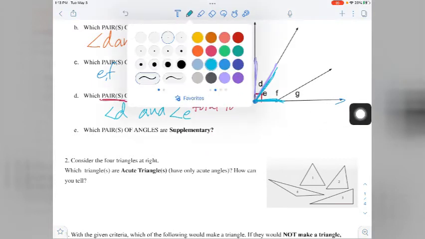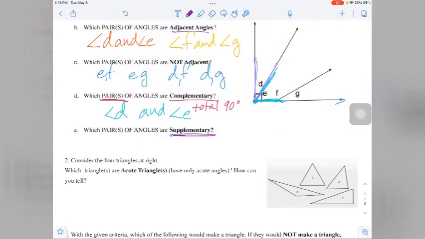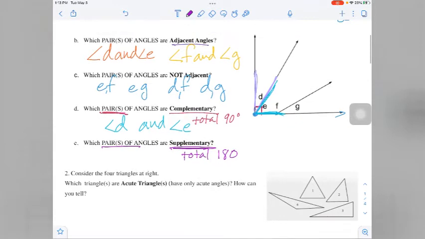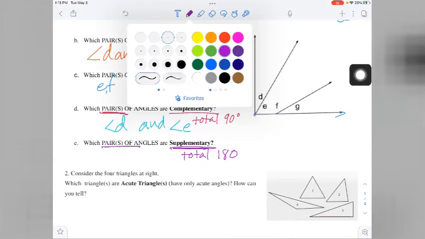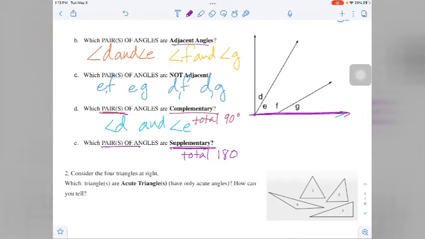Which pairs of angles are supplementary? I know that supplementary means that the two angles, that's why it says pairs of angles, total 180 degrees. So I always know that a straight line makes 180 degrees. So I have a bunch of straight lines here, but do any of them have a pair of angles coming out of them? This angle right here is the only one that is a straight line that has two angles coming out of it, right?